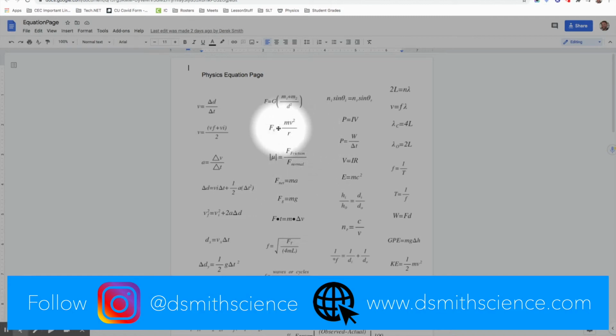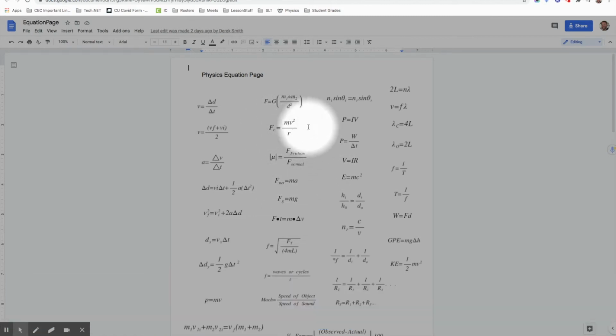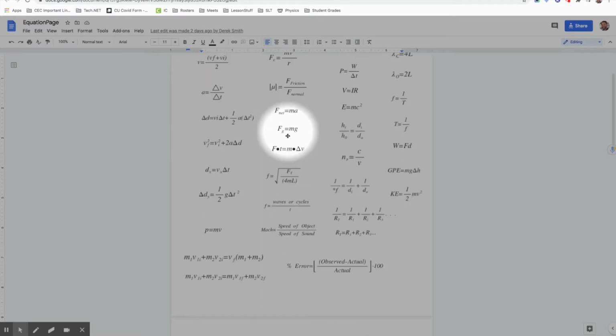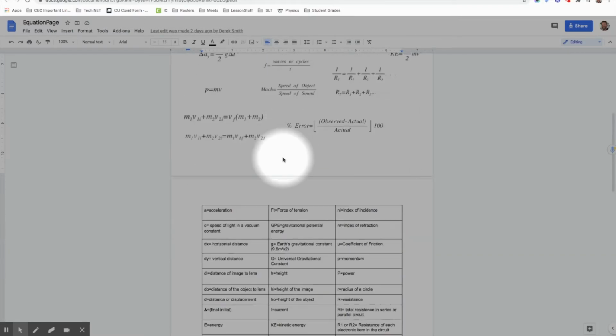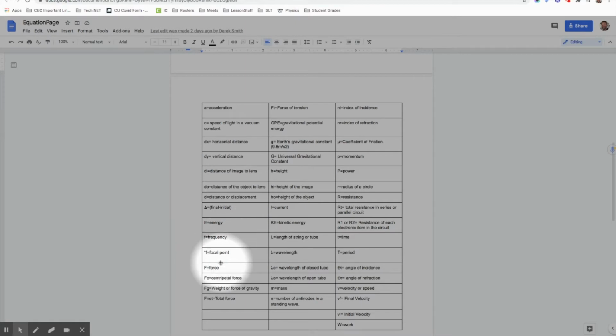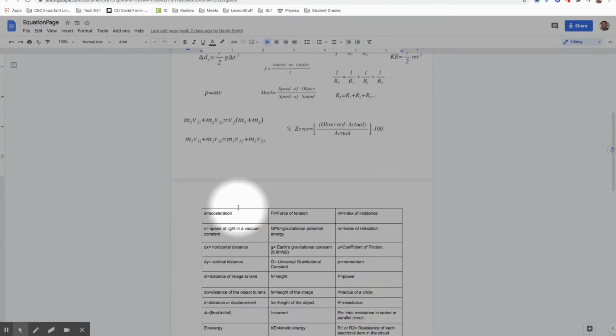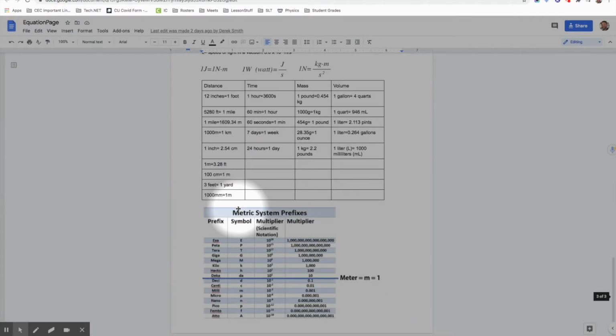What up, guys? So we're going to talk about centripetal force today and work some example problems. This is your equation page. If you have your notes, you don't have to memorize what F sub C stands for. It tells you centripetal force, and you're on page 2 of your notes, okay?